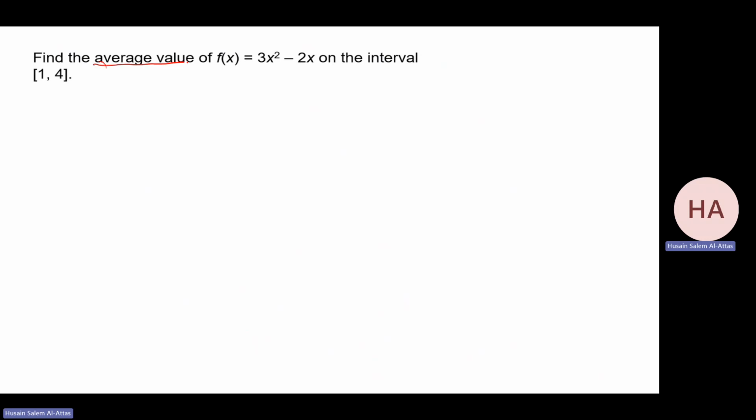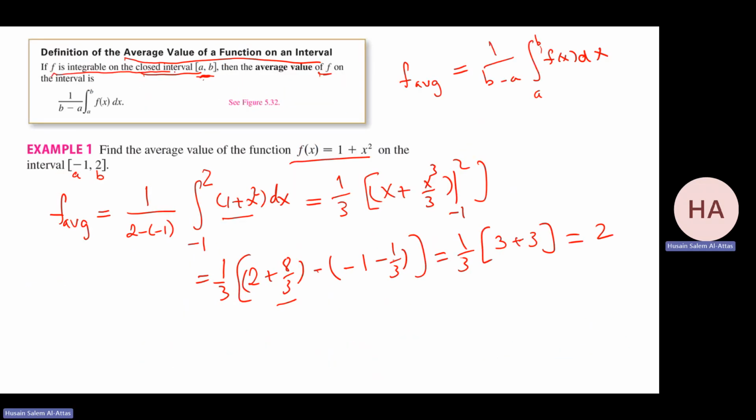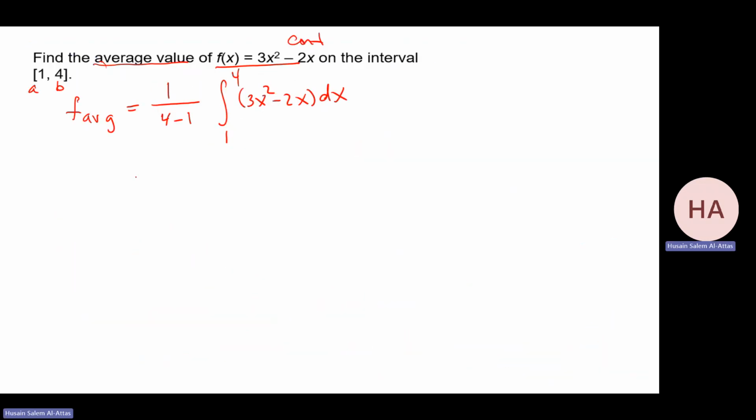Find the average value. That's it. Formula. This is a. This is b. This is f of x. So it's 1 over b minus a, 4 minus 1, integral from a to b of this function. The function is continuous, nothing to worry about. We say if f is integrable in the closed interval. We know if it's continuous, then it's integrable. Okay. That gives me 1 over 3. What is this? x cubed minus x squared from 1 to 4.